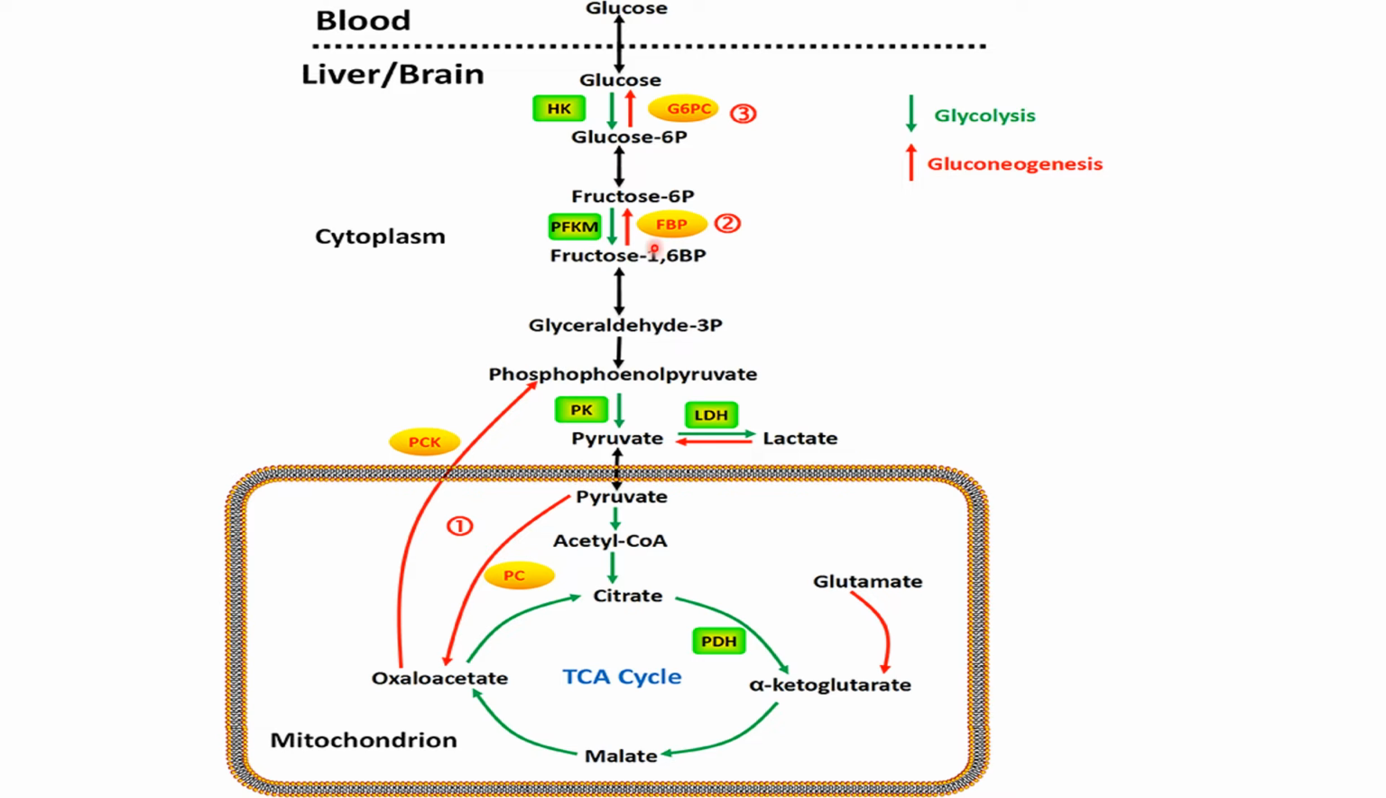These are the two pathways occurring side by side. The green arrow is for glycolysis and red is for gluconeogenesis. Here we can see the formation of glucose from non-carbohydrates, so lactate, glutamate, and pyruvate ultimately form glucose.